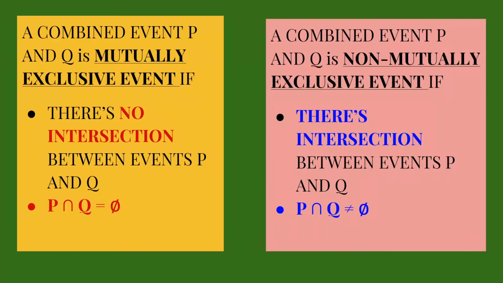Alright. So from this example, what we can conclude is that a combined event P and Q is a mutually exclusive event if there is no intersection between P and Q. Or in set notation, we can write that P intersect Q is equal to the empty set. There is no intersection between P and Q.